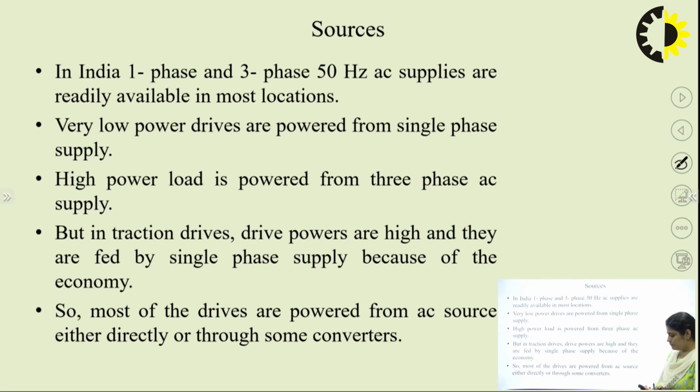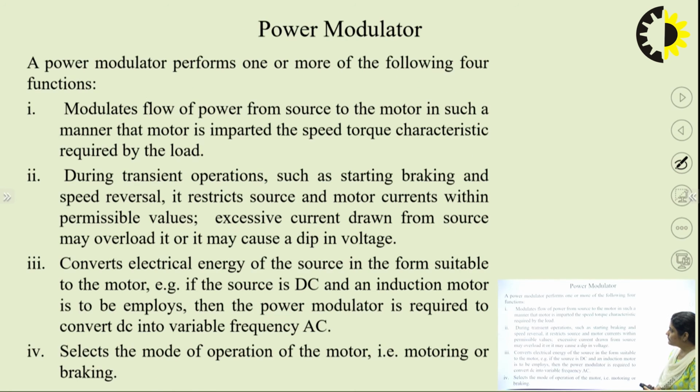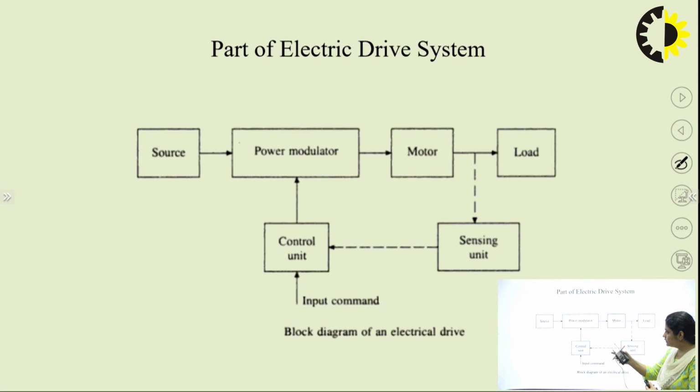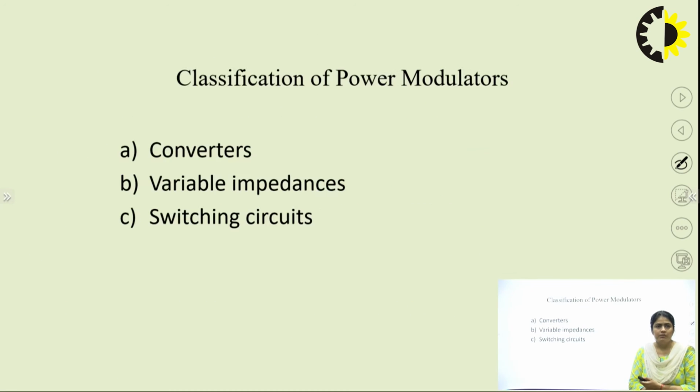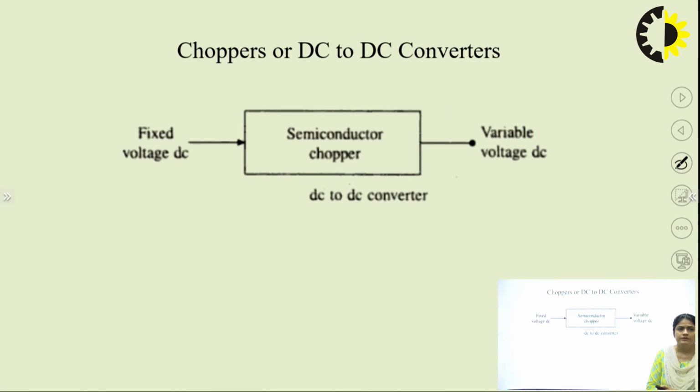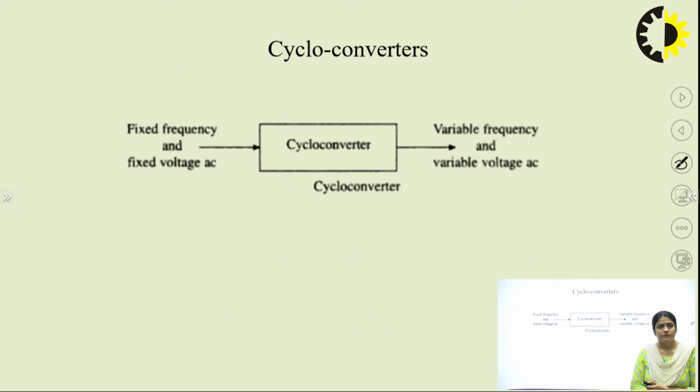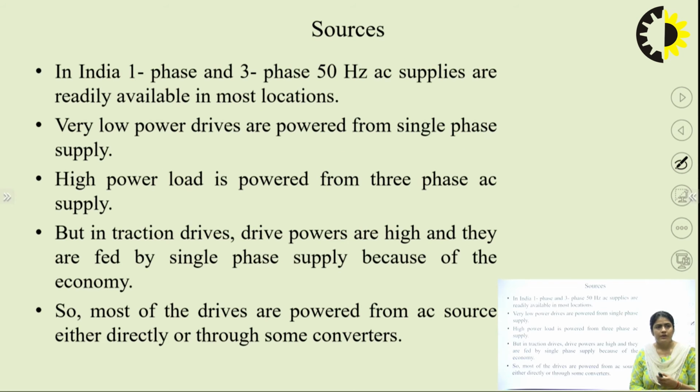Next, in this you can see the power modulator and the source. The source is also an important part of the system. As you know, in India the single phase and three phase 50 hertz AC supplies are available.